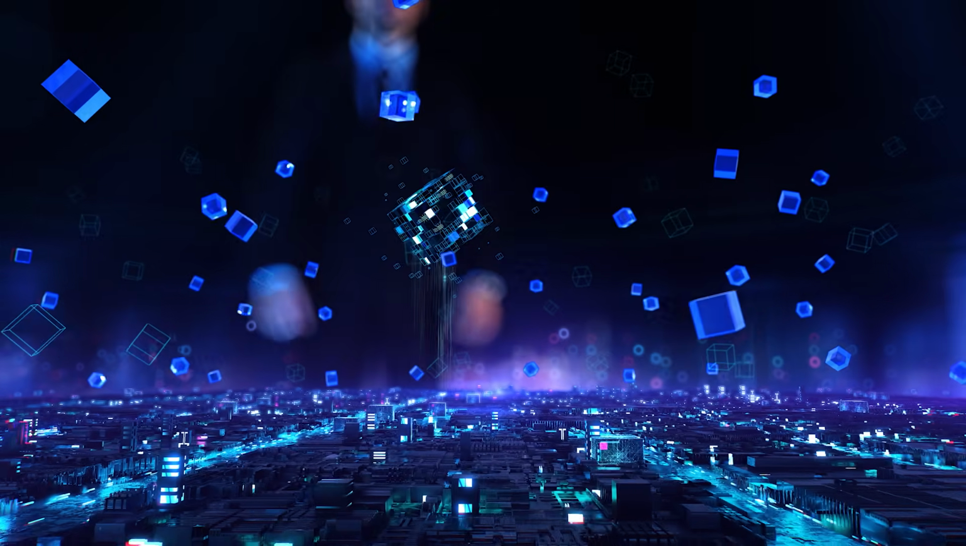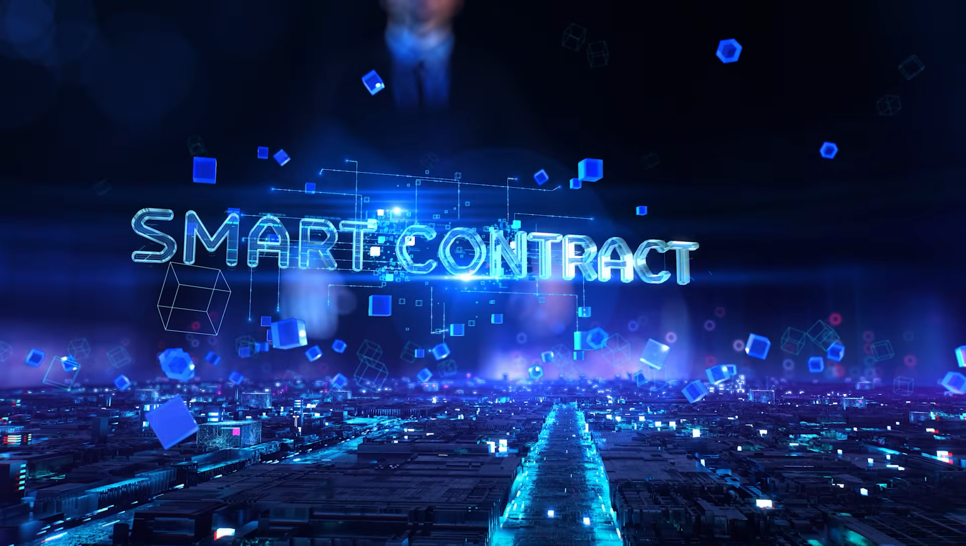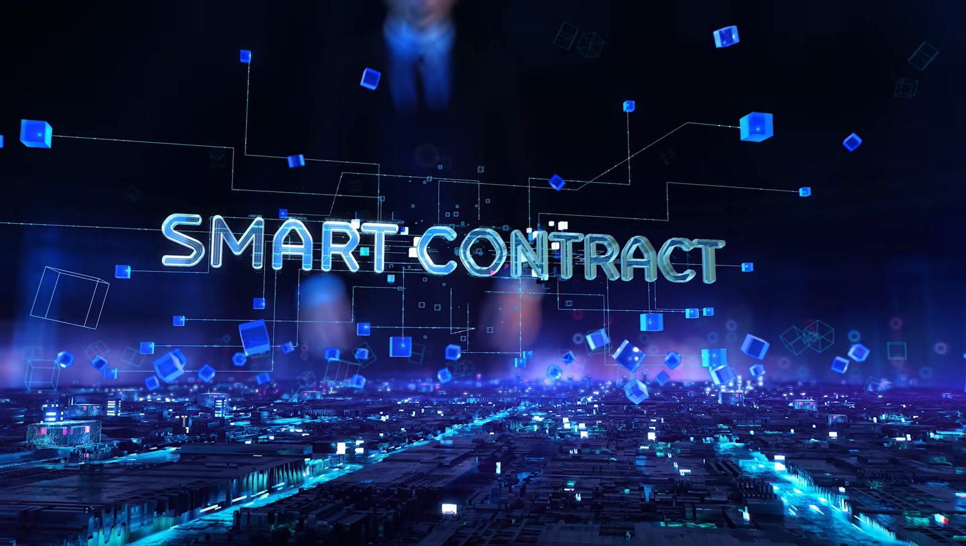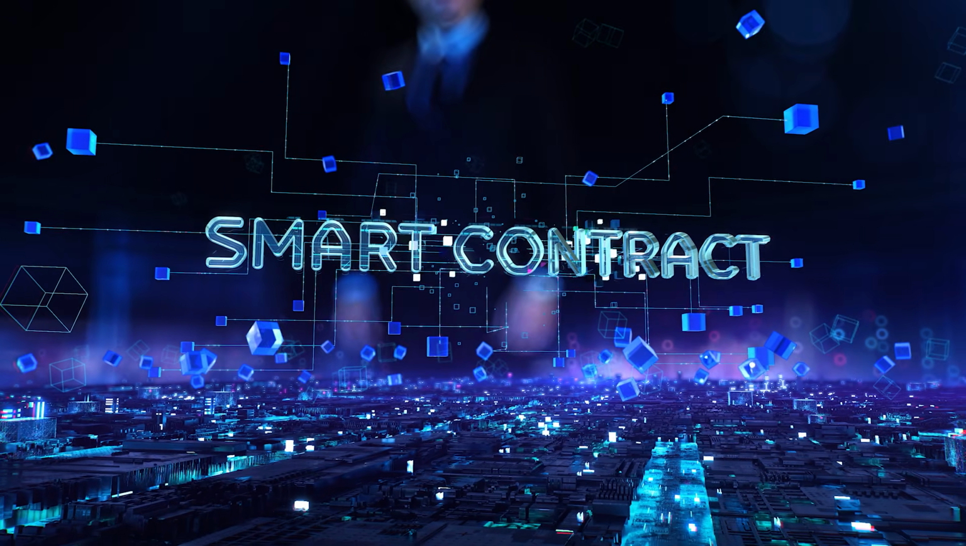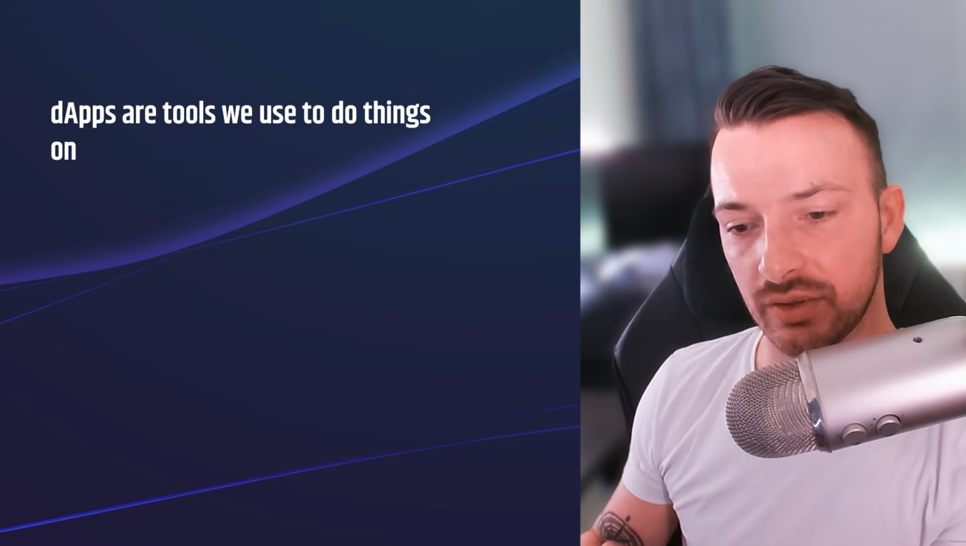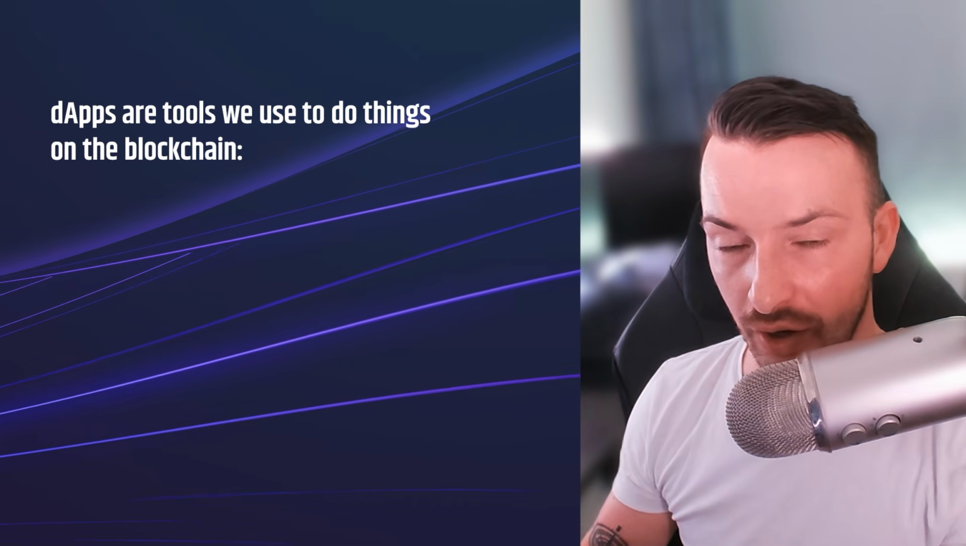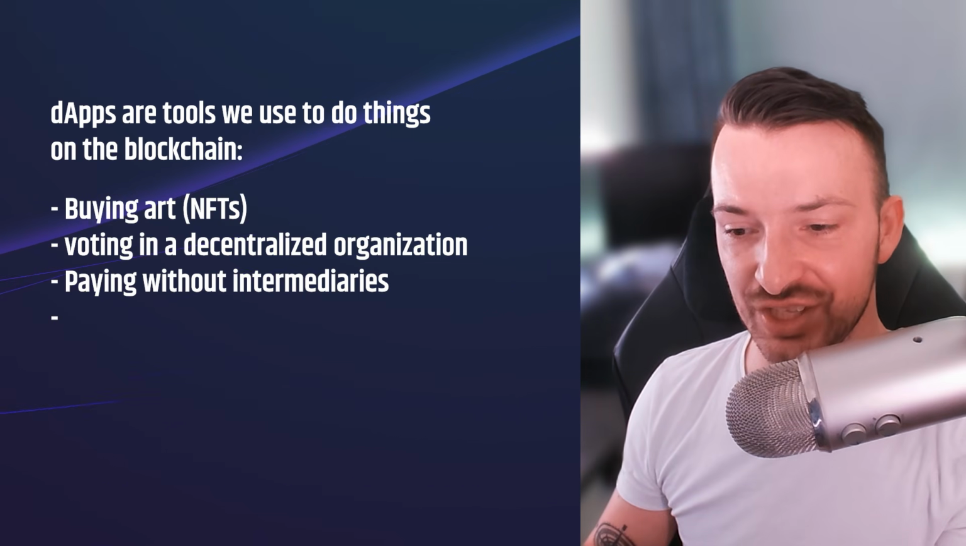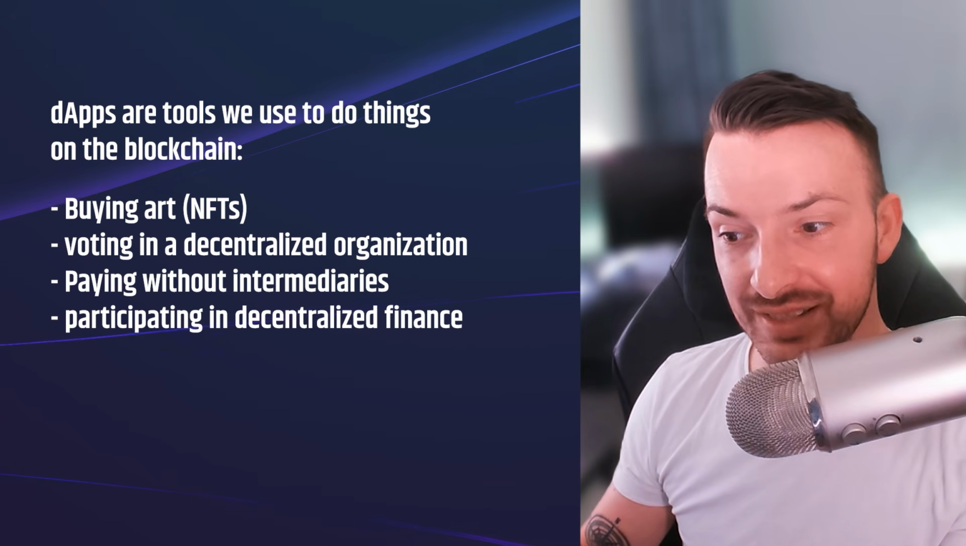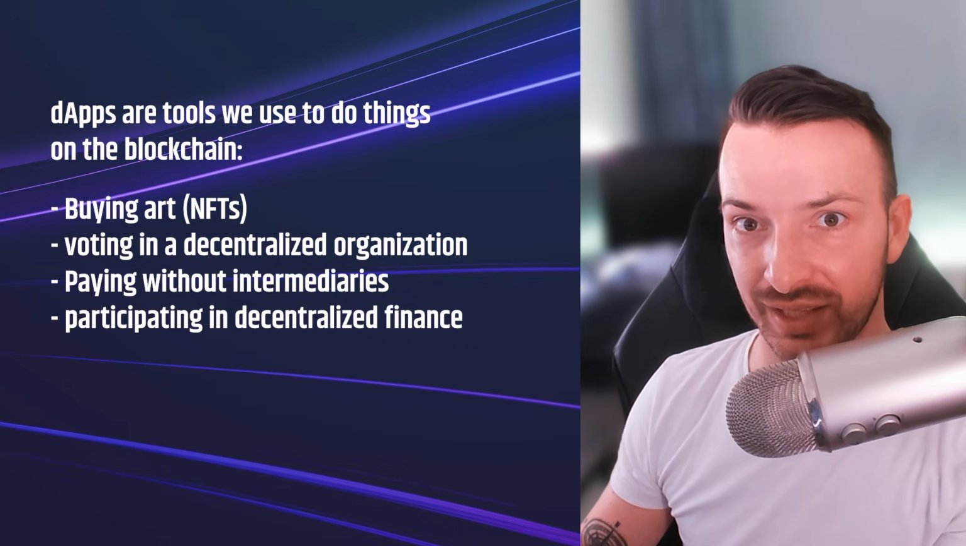So what are dApps? dApp stands for Decentralized Application, and a dApp is an app that uses smart contracts. So any crypto program like a marketplace, a blockchain game, or a tool used for governance can be a dApp. So dApps are the tools that we use to do things on the blockchain, whether that's buying some art, voting in your favorite organization, paying without intermediaries, or participating in decentralized finance.